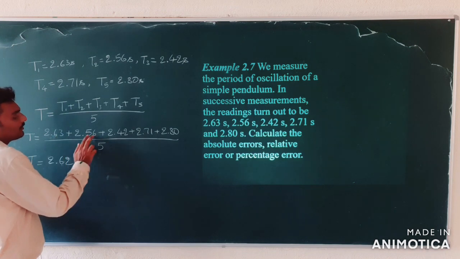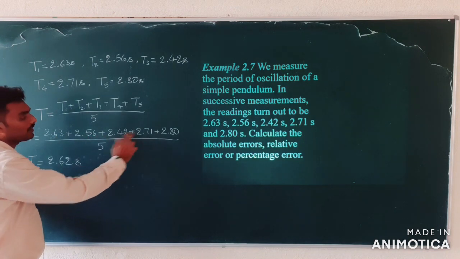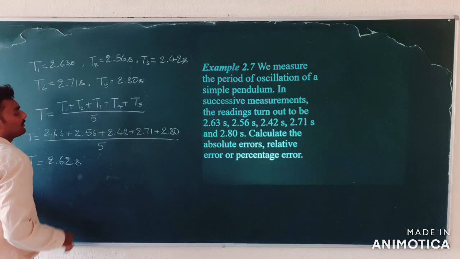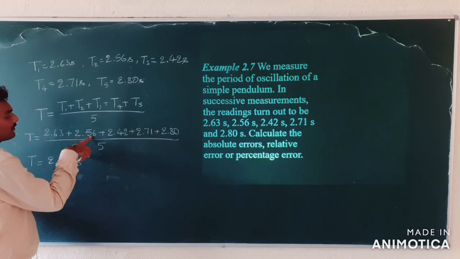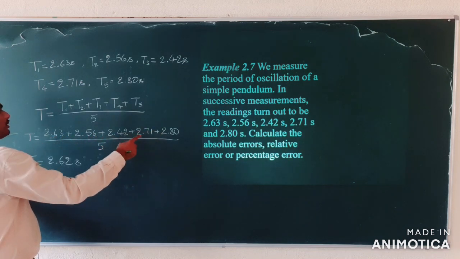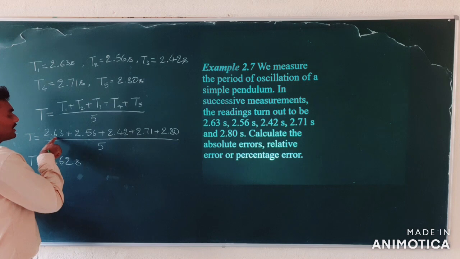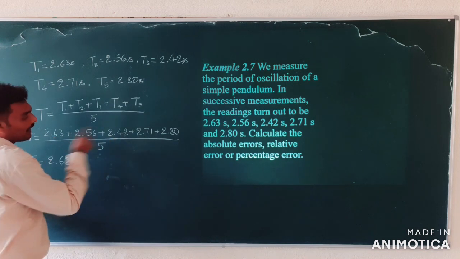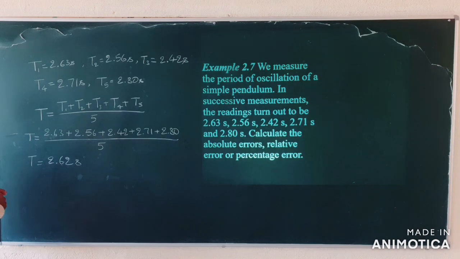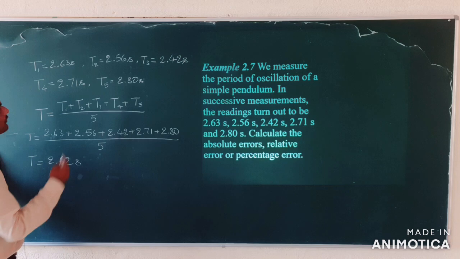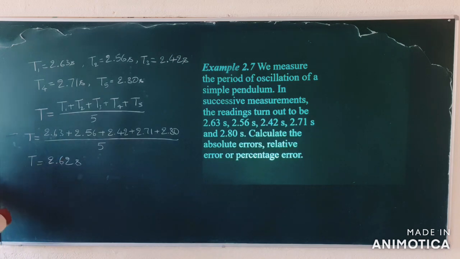Even if you do not have the calculator, you can do it just by taking the mean of these values: 63, 56, 42, 71, 80. That's how we do it, because 2 is common for all of them. What we are left with is these numbers. If you take the average of those numbers, that itself will give you the average of everything. So it's 2.62 seconds, which is the average or mean of this.